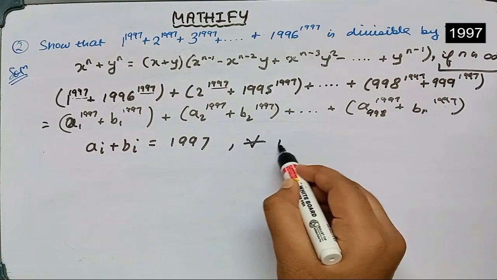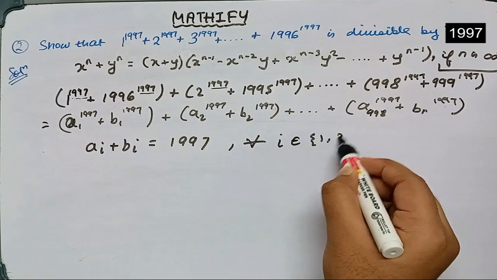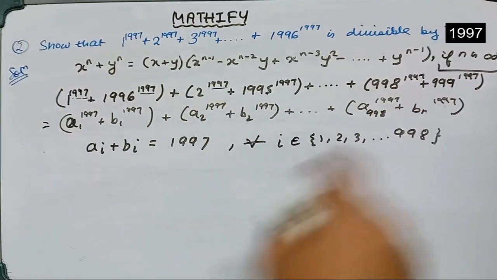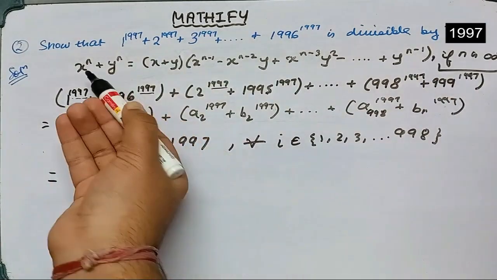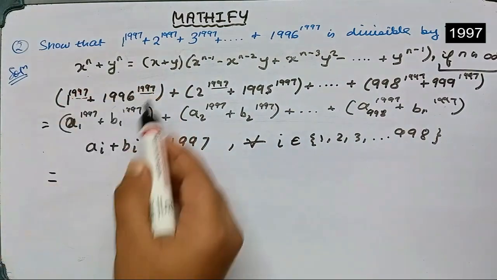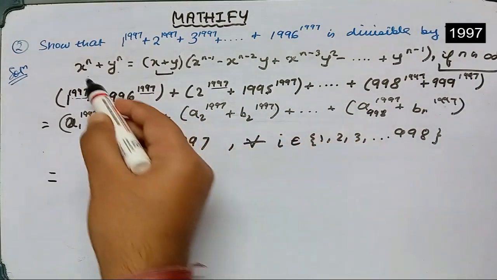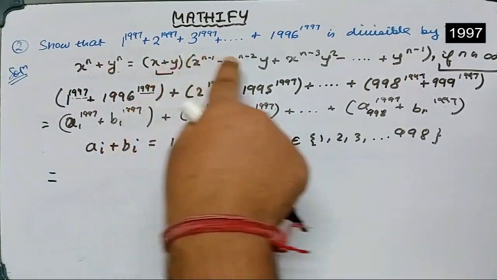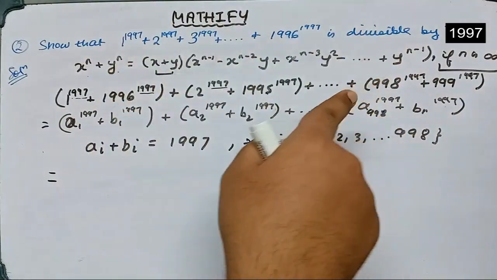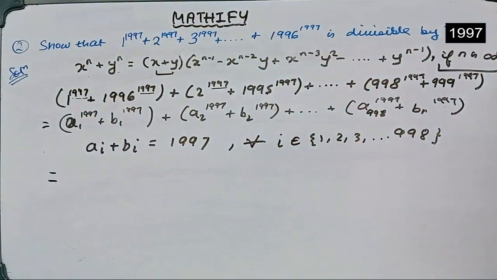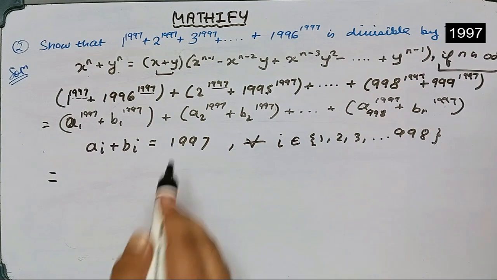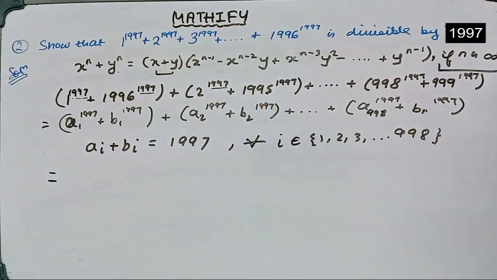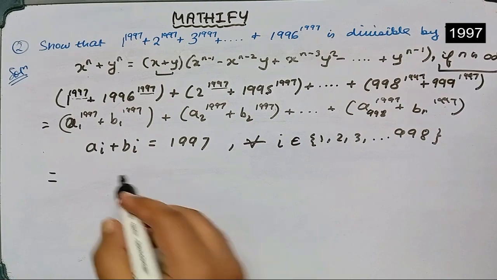So for all i belonging to the set 1, 2 up to 998, each of these terms is divisible by 1997. That is what the formula says: x to the power n plus y to the power n is divisible by x plus y if n is odd, because it can be factored as x plus y into the large expression. The underlying point is that x plus y divides x to the power n plus y to the power n. Here ai plus bi is 1997 for each bracket, so each of these brackets is divisible by 1997.